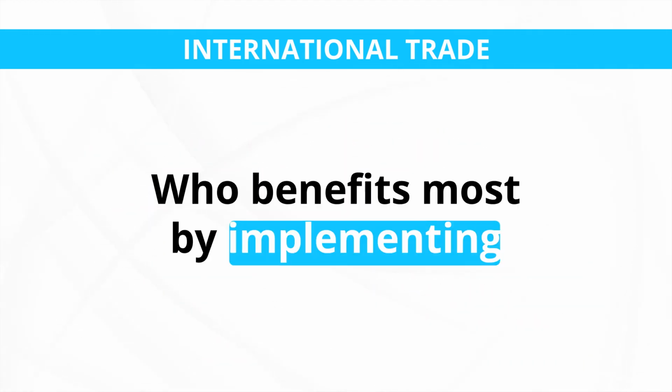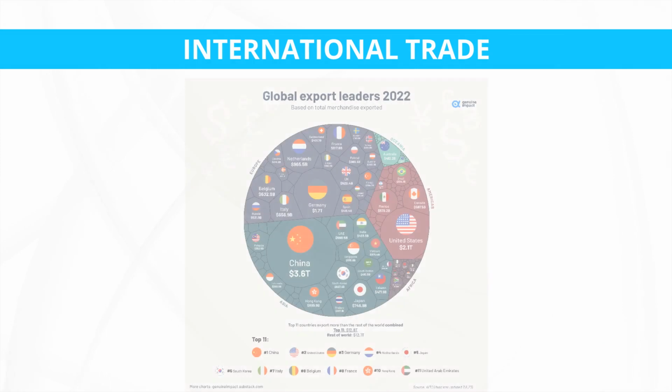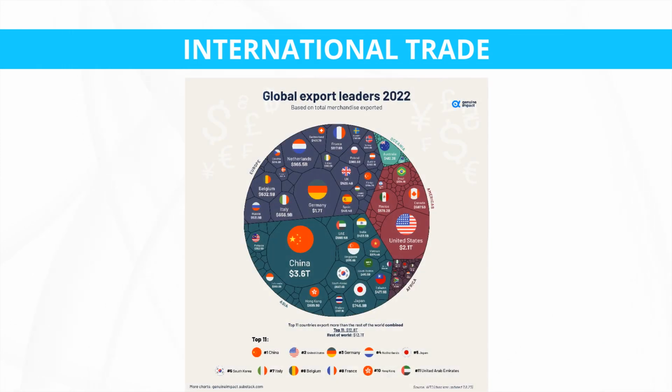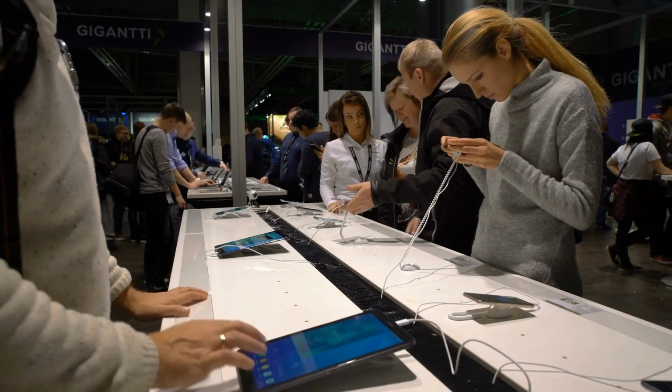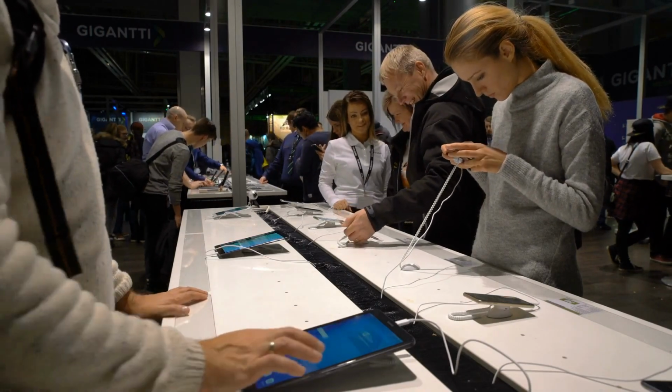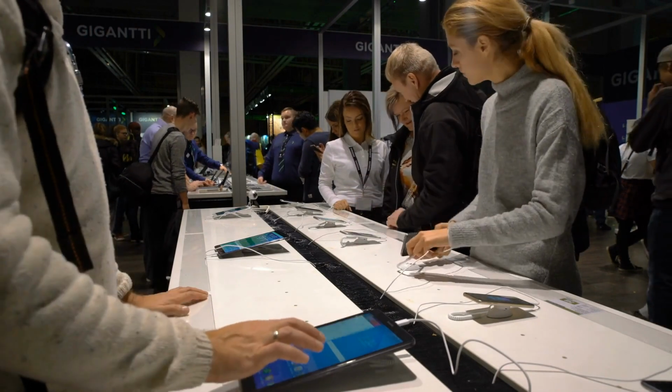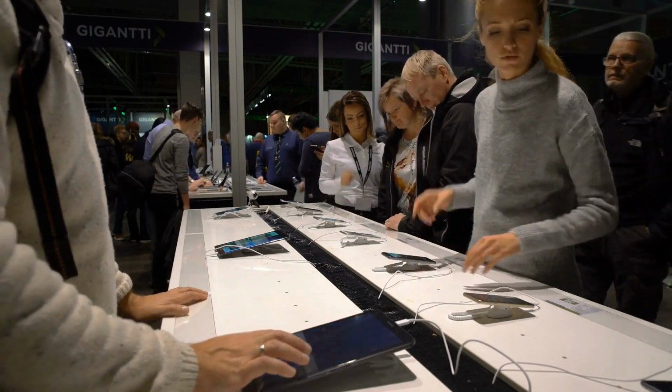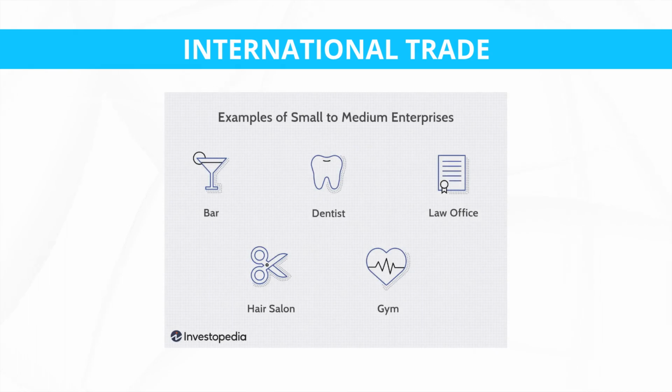Who benefits most by implementing this as a solution? Export-oriented industries. Industries that can effectively export their goods and services benefit from expanded market opportunities and increased revenues. Consumers. Access to a wider range of products and services at competitive prices benefits consumers in both importing and exporting countries. Small and medium enterprises (SMEs). Trade can provide SMEs with opportunities to expand their businesses beyond domestic markets, stimulating growth and job creation.